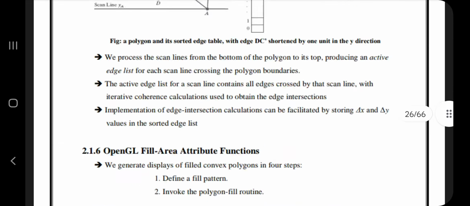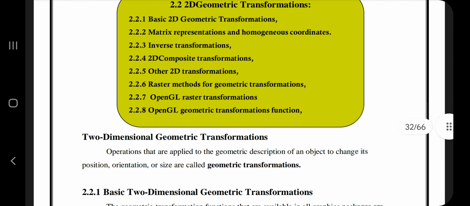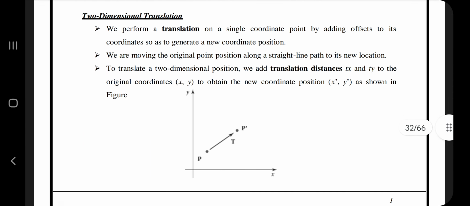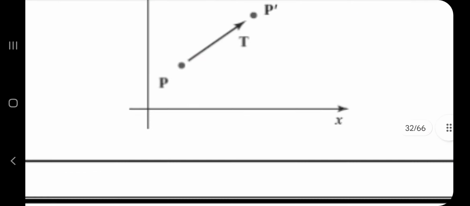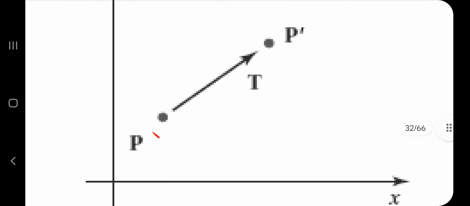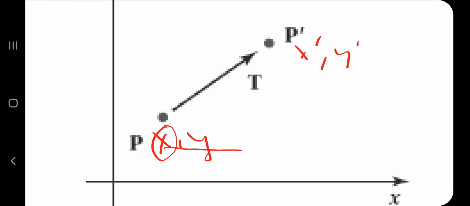Okay, so let's move on to the 2D geometric transformations. So starting from the translation, what does it mean? Translating the point from one point to another point. So assume that the point is x comma y, and this point is x dash comma y dash. What you are doing is you are adding some value to x so that it is getting transformed here. You are adding some value to y, so it is getting transformed here. So the x value and the y value correspondingly will be transformed as such.